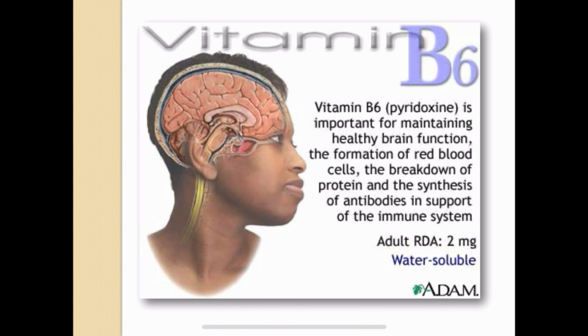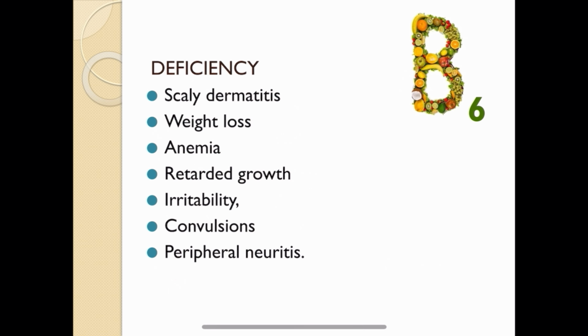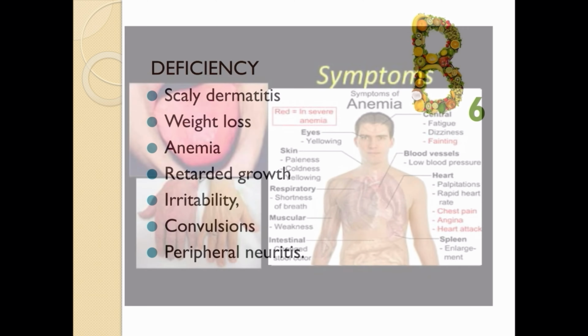The recommended dietary allowance of vitamin B6 is 2 mg per day, and it is also a water-soluble vitamin. The deficiency of vitamin B6 causes scaly dermatitis, weight loss, anemia, retarded growth, irritability, convulsions, and peripheral neuritis.